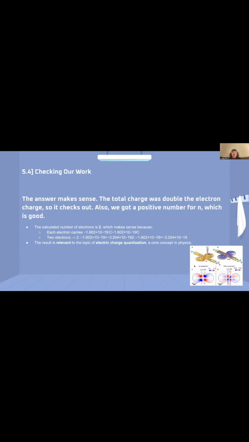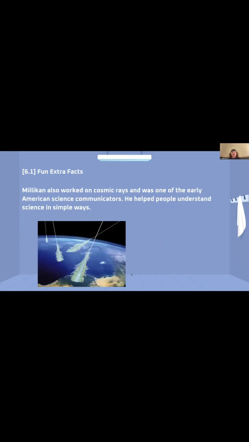Second, checking our work. Doubling the elementary charge should double the total charge. Our Q is exactly 2 times E, and N came out as a positive number, which is essential since you can't have a fraction of an electron. This is relevant to the topic of electric charge quantization, which is a core concept in physics.